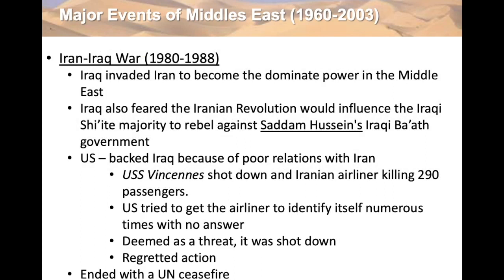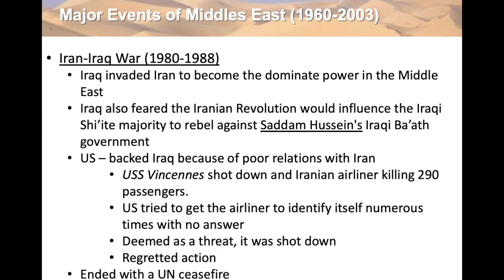Okay, so the Iran-Iraq War, 1980 to 1988. Iraq invaded Iran to become a dominant power in the Middle East. This whole situation is also troublesome, especially in the United States, because of the oil situation in the Middle East, and it caused an oil crisis during Jimmy Carter's presidency, where there was basically gas rationing in the United States.